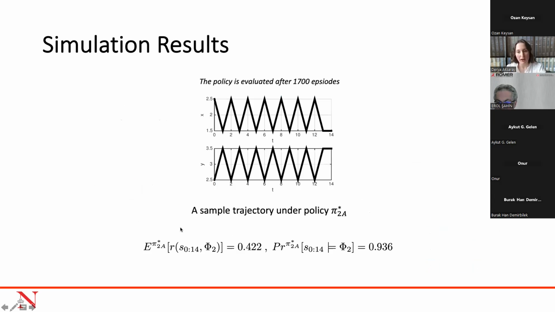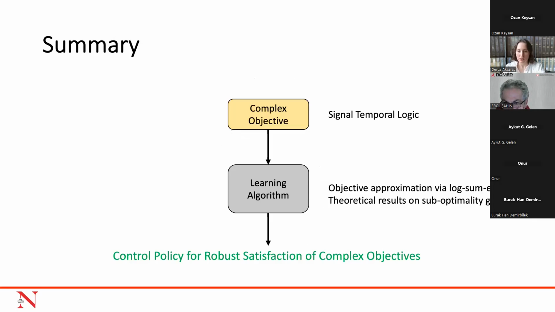And if we just run our algorithm over this 3-MDP with the approximate formulation, what we see is after 1700 episodes, you see this periodic behavior. So this is indeed going in between A and B. And after we stop the learning, when we calculate the quality of the policy, we observe that the expected robustness degree is 0.422, and the probability of satisfaction is 0.936. So with that, I can summarize that we now have a reinforcement learning formulation that can actually work with signal temporal logic objectives. And I showed that through this log-sum approximation and the augmentation of the state space, we can achieve this goal.